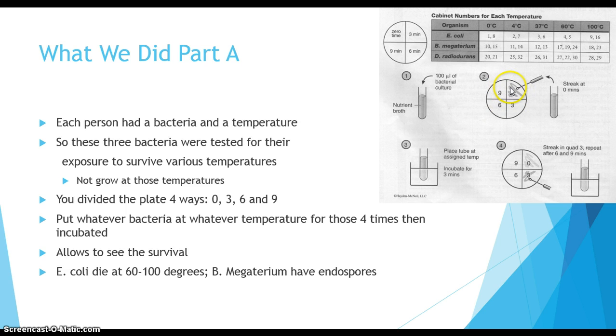So it's a total of 9 minutes, but you want to streak after each time period. What's important to note here is that E. coli die at around 60 to 100 degrees Celsius, and Bacillus megaterium have endospores, so they can actually survive these higher temperatures like 100 degrees Celsius. So those are two important notes there. But again, the really important thing to take away is that we don't measure the growth per se. We measure the survival here.